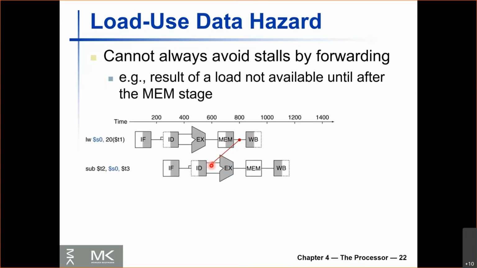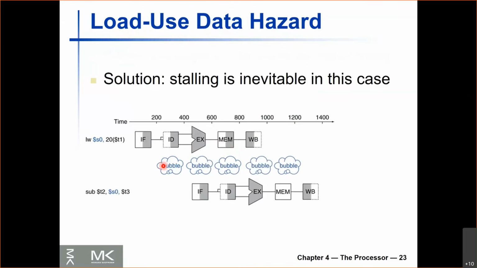So in the case of a load instruction, even if we do bypassing or forwarding, it's not possible for us to avoid stalls. Whenever we have a load instruction producing a value that's used later on, we call this a load use data hazard. In this case, we have to stall for at least one cycle. So stalling is inevitable in this case.